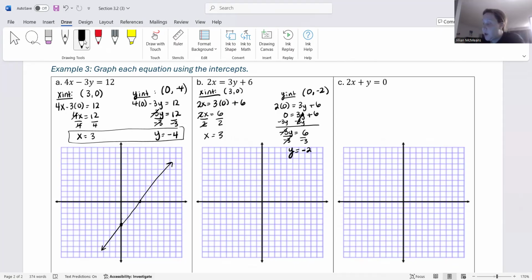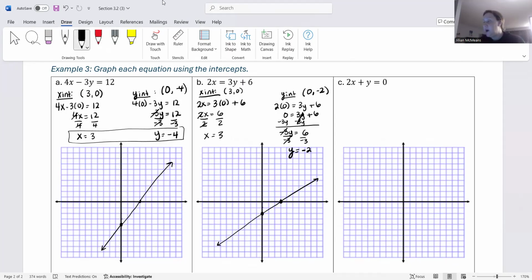Okay, so we want to plot our intercepts. So at the origin, I would move to the right 1, 2, 3, and then stay there. That becomes my x-intercept. And then if I go back to the origin and I go down 1, 2, that becomes my y-intercept, and I graph by connecting those points, extending, and then putting arrows on the end.